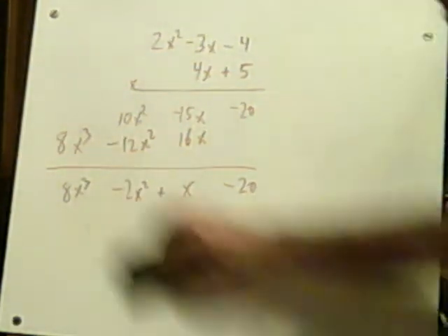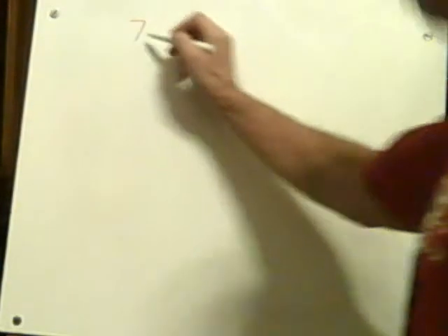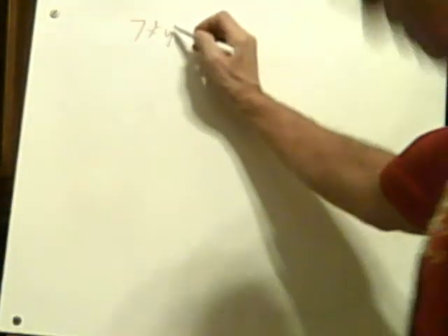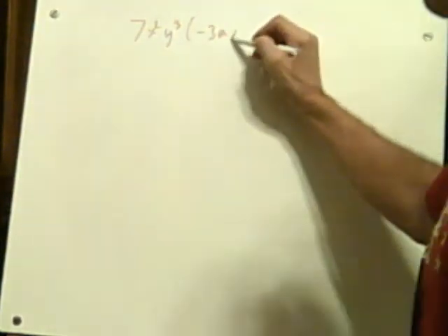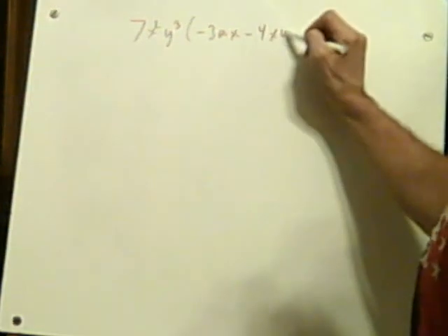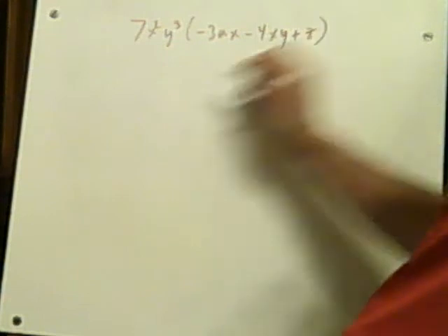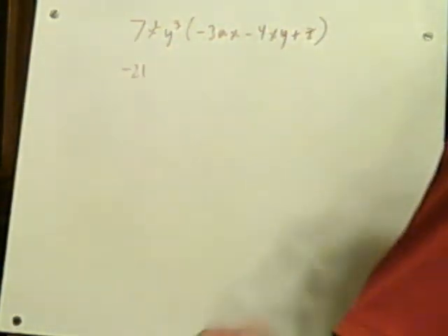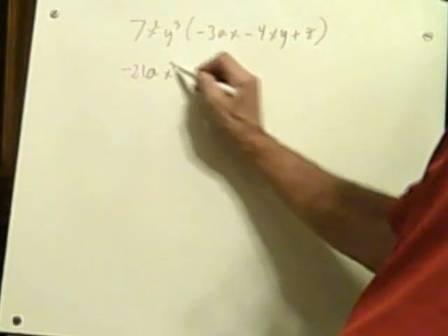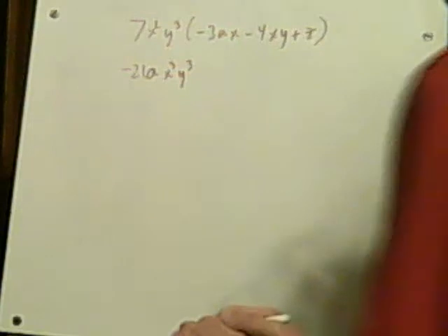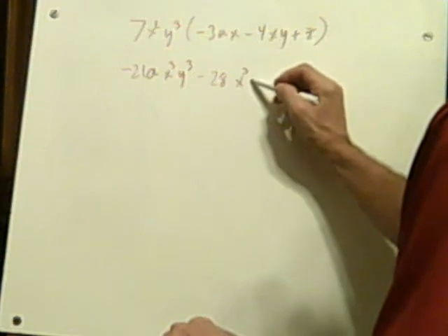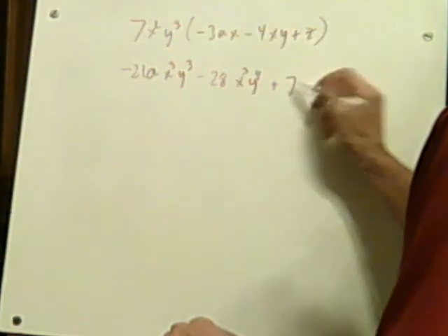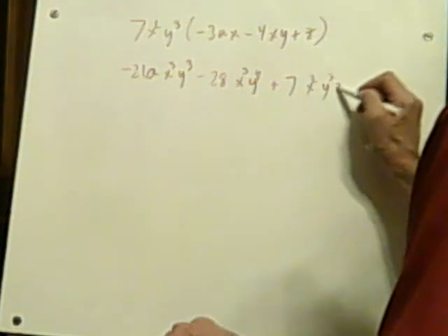Okay, now on to number 20. Seven x squared y cubed times minus 3ax minus 4xy plus z. Okay, three terms: minus 21, and then here, ax cubed y cubed. I just ordered them the way that I thought would look better. Minus 28 x to the third y to the fourth, plus 7 x squared y cubed z.